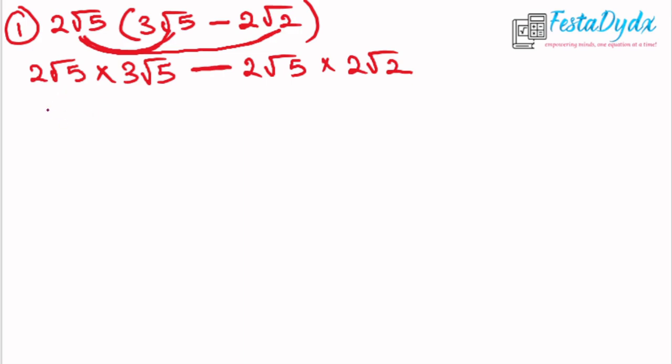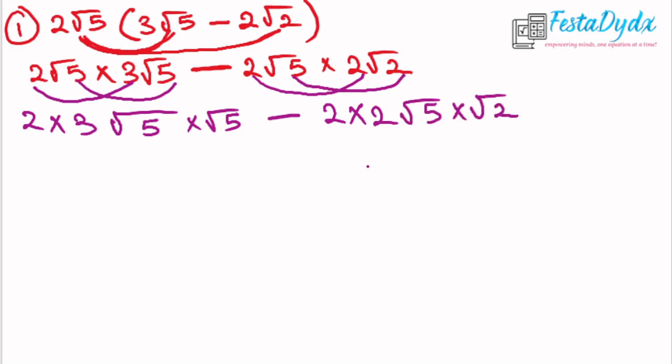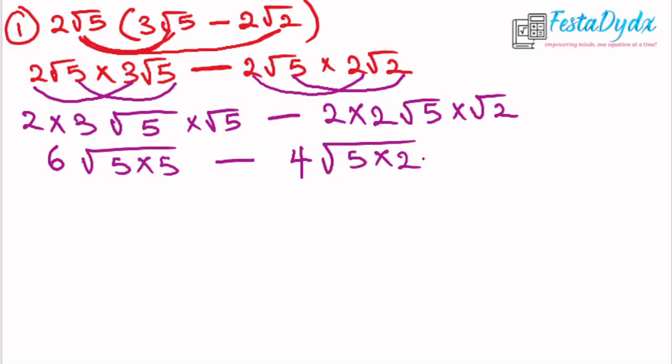The rule of multiplication, let's remember, says whole number to whole number, then surd to surd. So the whole numbers here are 2 times 3, and then for the surds we'll have root 5 times root 5. Then we'll come to this part: minus whole number to whole number, we'll have 2 times 2, and then surd times surd, we'll have root 5 times root 2. So now 2 times 3 gives us 6. Now bringing the surds together, we'll have 5 times 5. Let's move to this side. 2 times 2 here gives us 4. Bringing this all together, we'll have 5 times 2.